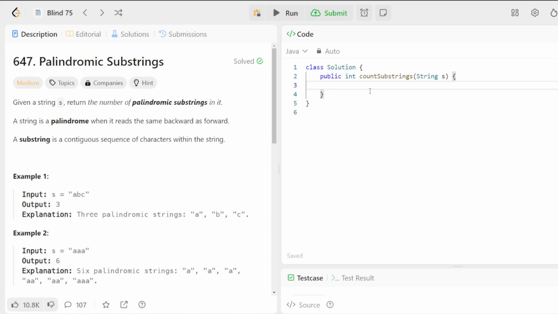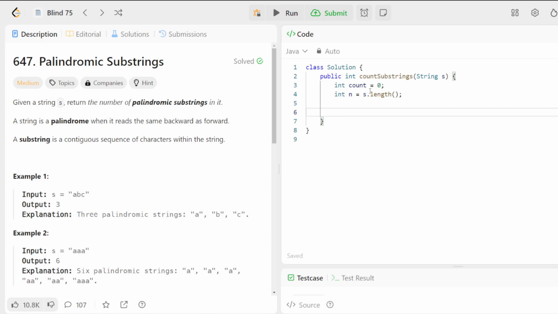First, we need to return the number of palindromic substrings. So I will initialize a variable called count, and this will store the number of palindromic substrings. This is what we will return. I want to make my life easier, and I want to store the length of the string s inside a variable. I'm going to call it n. So int n is equal to s.length. So far so good. And now the algorithm starts.